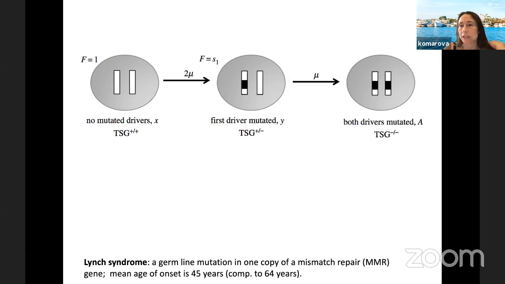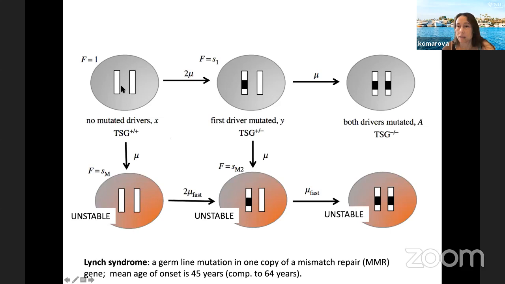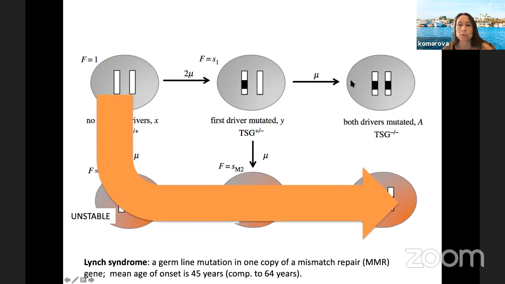People affected by this condition usually, on average, develop colon cancer by the age of 45, compared to 64 on average with people without this condition. So the way it works in such people, it takes one mutation to achieve this mutator phenotype, where mutations happen very fast. And then from here you go fast because you mutate faster, right? So one normal step and two fast steps. So it turns out that this is faster. So this is the pathway that normal people, the people unaffected by the Lynch syndrome, take. And this is the pathway of the Lynch syndrome. That's why it leads to cancer on average sooner for the affected patients.